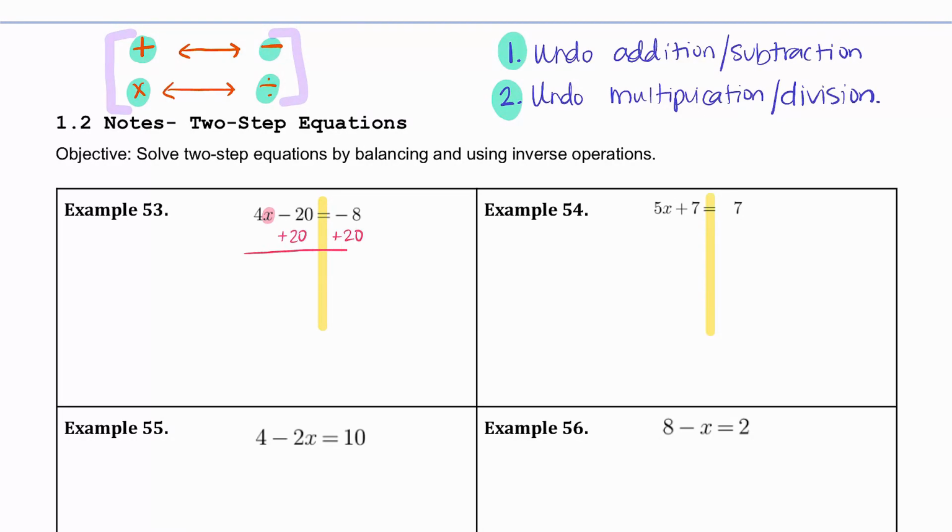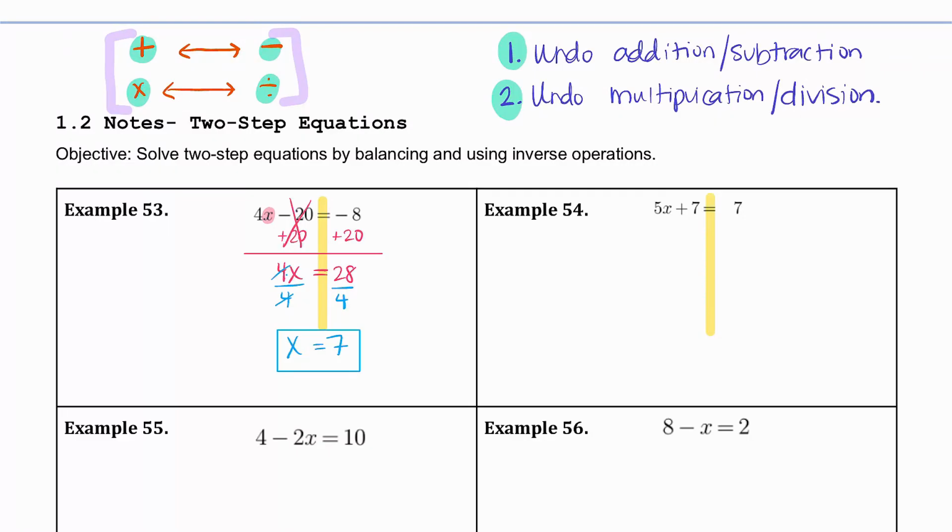We undo subtraction with addition, and we always have to do the same thing to both sides. Negative 20 plus 20 cancels, and I'm left with 4x. We just bring down what we haven't done anything with yet, equals 28. Okay, now we're left with just a one-step equation. We see that there's multiplication happening to our x. It's being multiplied by 4. So to undo that, we divide both sides by 4. 4 divided by 4 just gives me 1x, or x. 28 divided by 4 equals 7. So we use inverse operations until our variable is isolated.